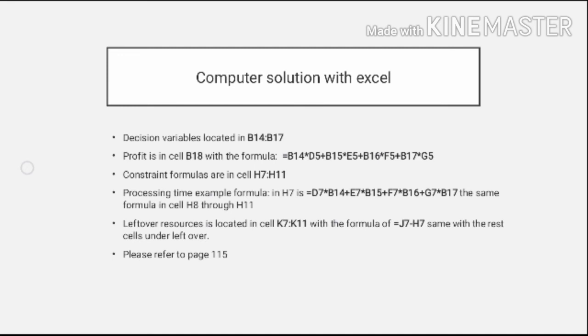The cells in H8 through H11 have similar formulas. So you just have to copy it and have a simple analysis of what cells to add and multiply. We also have cells for the leftovers located in cells K7 to K11, with the formula J7 minus H7. Same with the rest of the cells under leftovers.